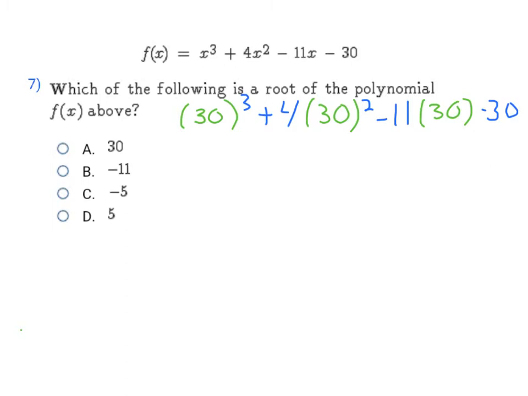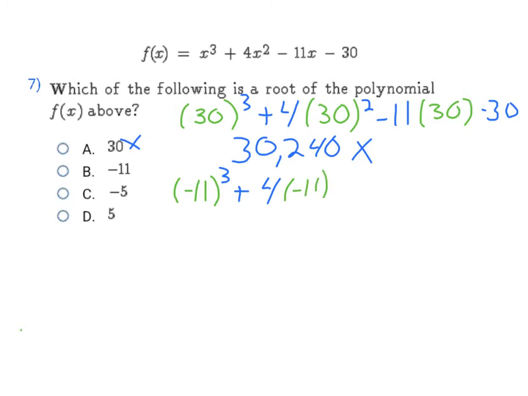And then when you calculate that all out, you end up getting 3,240, which is not 0. So A is not your answer. So then you have to do it again with B. But this time you're using negative 11. And so anywhere that there's an x, I'm going to replace that with negative 11. And when I work that all out, I get negative 756, which is not 0, so it's not going to be B.